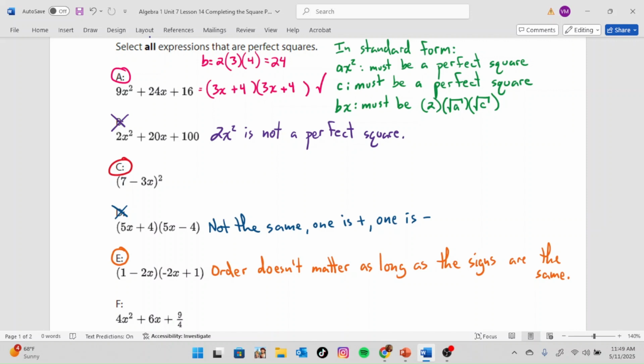If I tried to multiply x times x, I would get x squared, not 2x squared. If I went up one more and I tried to do 2x times 2x, I would get 4x squared. That would be too big. If that one ax squared term is not a perfect square, then the entire thing is not a perfect square.